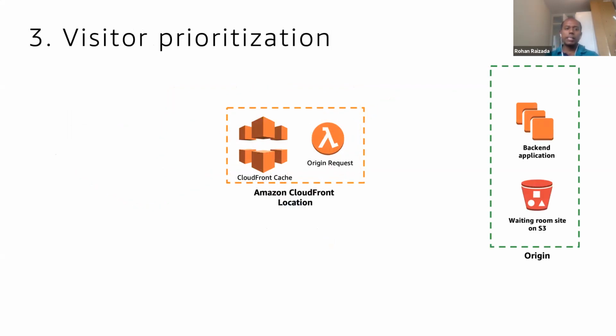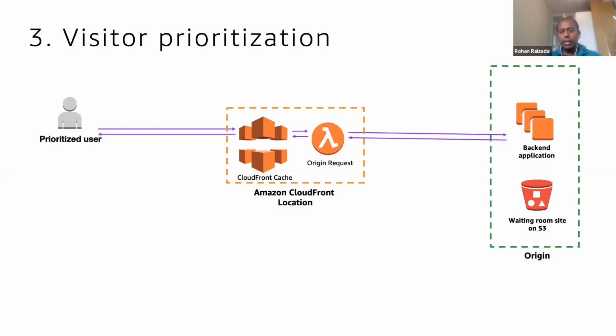The third use case with Lambda Edge is visitor prioritization. So let's say you have applications where, for some reason, you cannot scale your backend application to meet a sudden spike in traffic. Or the other could be if you want to segment your users across different origins. So what you could do is use a Lambda Edge function, which could, in this case, look at a cookie.